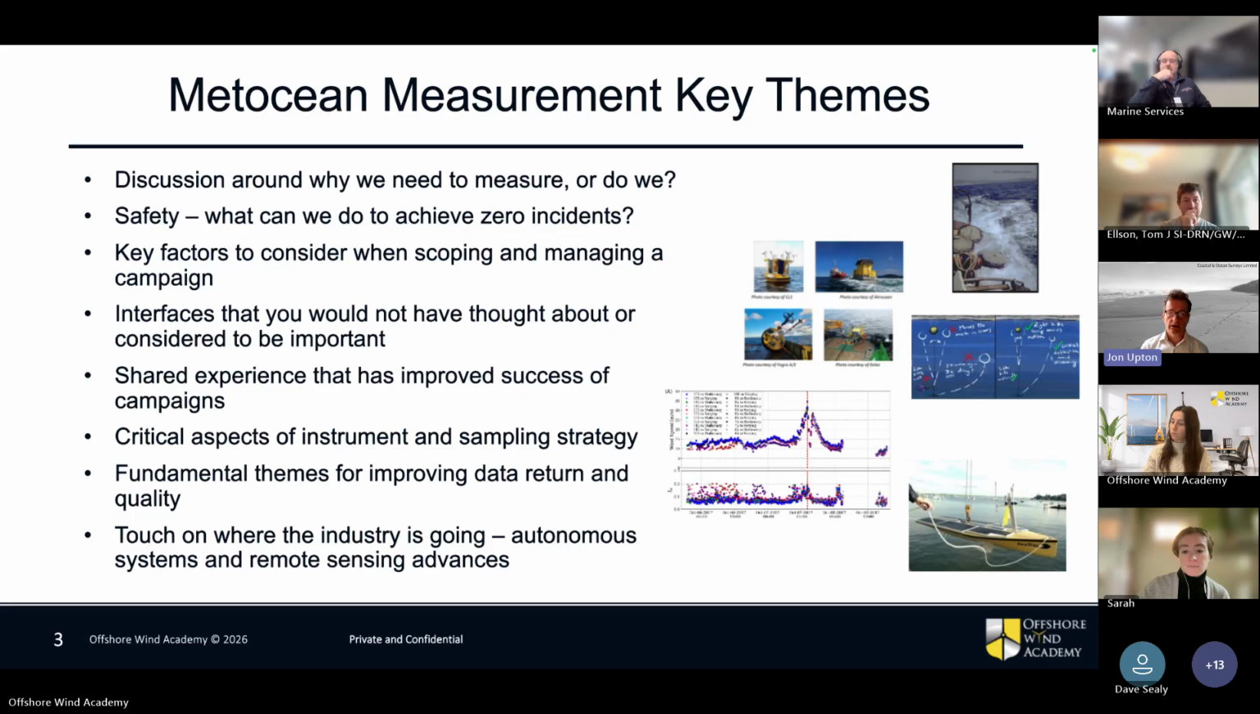We see drones used for blade inspections. We see autonomous vehicles like ROVs used for subsurface cable inspections and offshore substation inspections. So a lot of things, we talk about safety, a lot of these safety aspects can be removed in terms of operations by using these vessels.